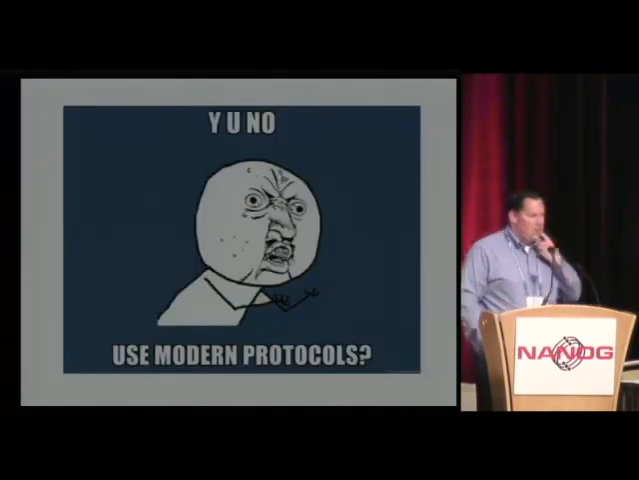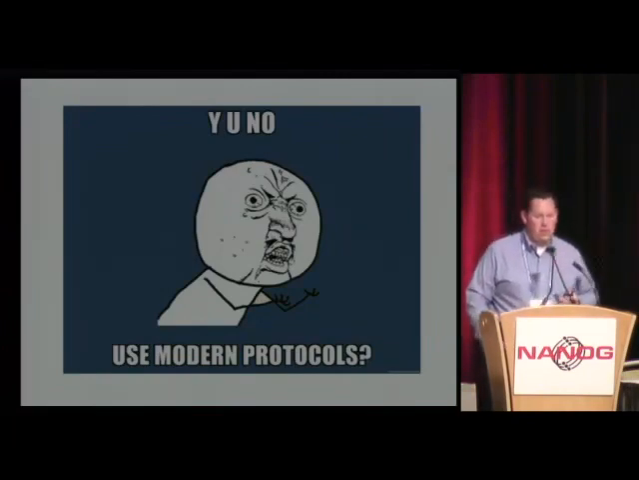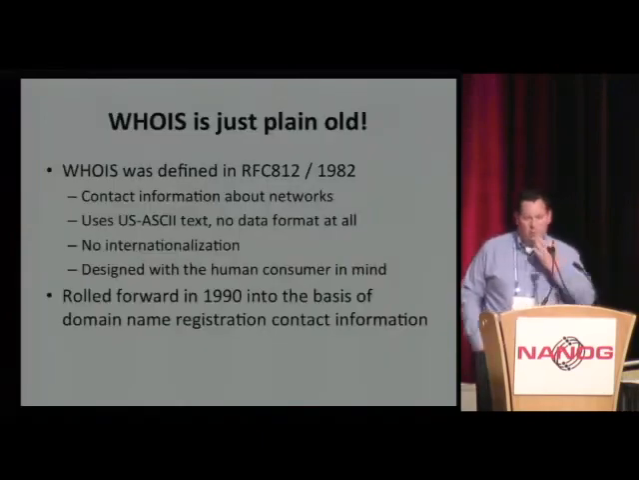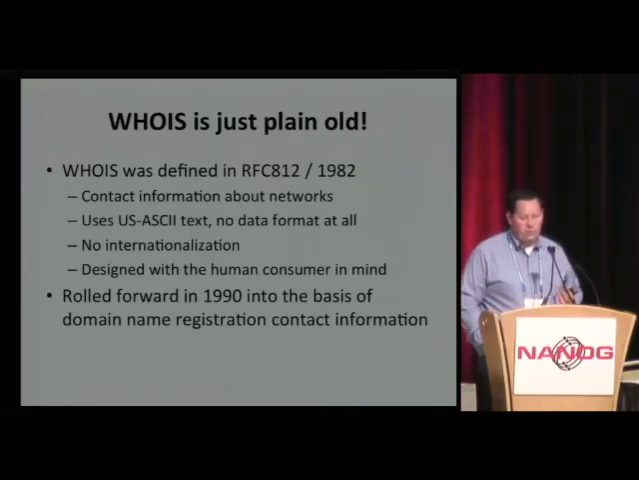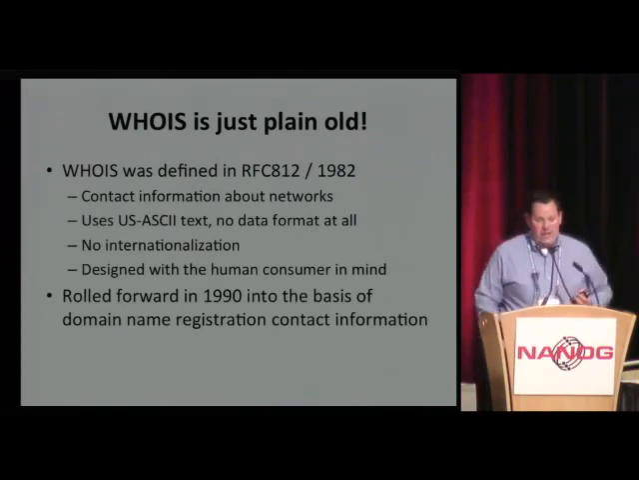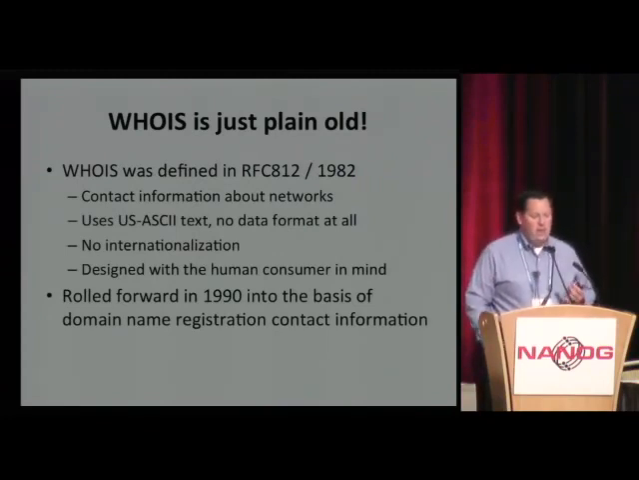I hired an intern this summer to come look at Weirds with us, and he sent me this email: why use modern protocols? And that was directly going back to the fact that Whois is just really, really old in the first place. It was defined in RFC 812. That was defined in 1982. And it was primarily designed to contain contact information about networks.